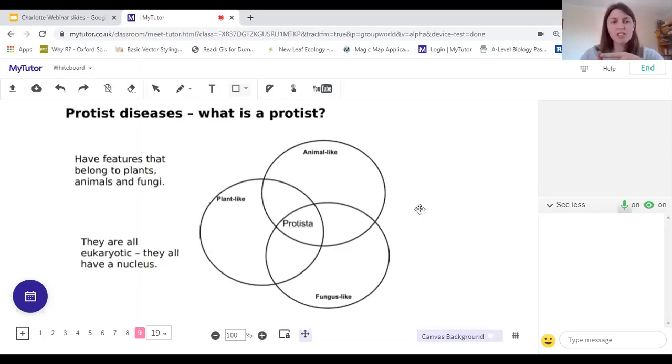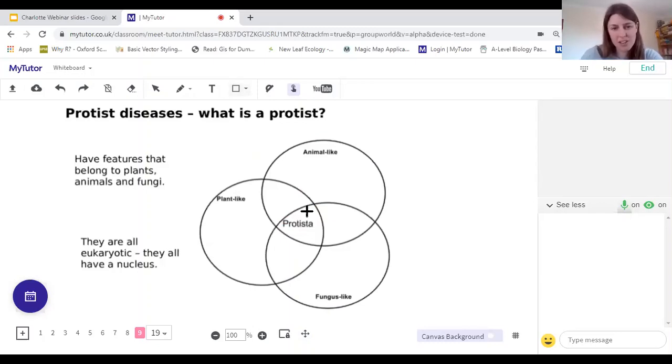They have features that belong to plants, animals, and fungi. They're all eukaryotic, so they're not bacteria. They all have a nucleus. But the best I could do for finding a diagram for you was this lovely Venn diagram that shows you that they're a bit of everything, really. They're a bit of all eukaryotes. And even when I tried to find a diagram of one, they look so different that I couldn't find a way of showing you what a protist looked like.